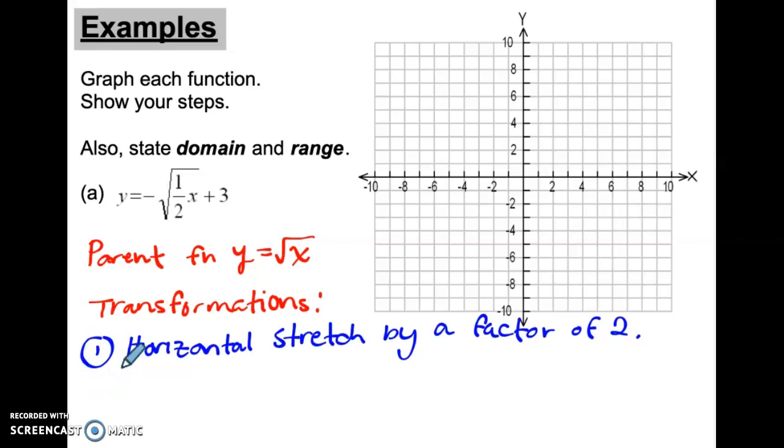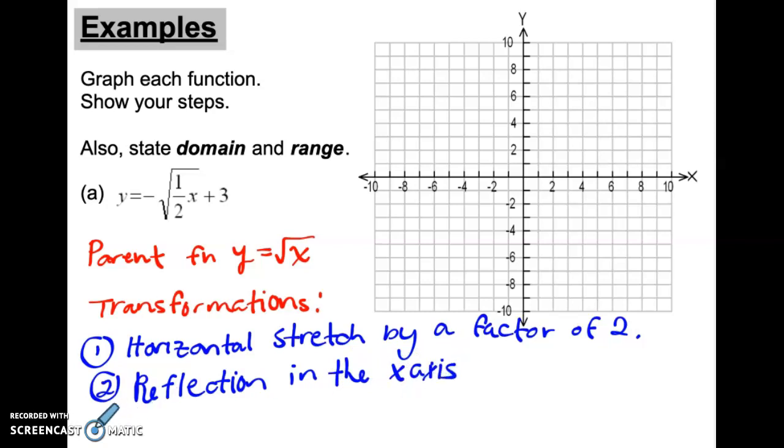It looks like it's division by 2, so it would actually be multiplication by 2. Next, we do have this negative. That is a reflection. Since the negative's on the outside, the y values are becoming negative, so it's a reflection in the x-axis. And last but not least, we have this +3, so that is a vertical translation up 3 units.